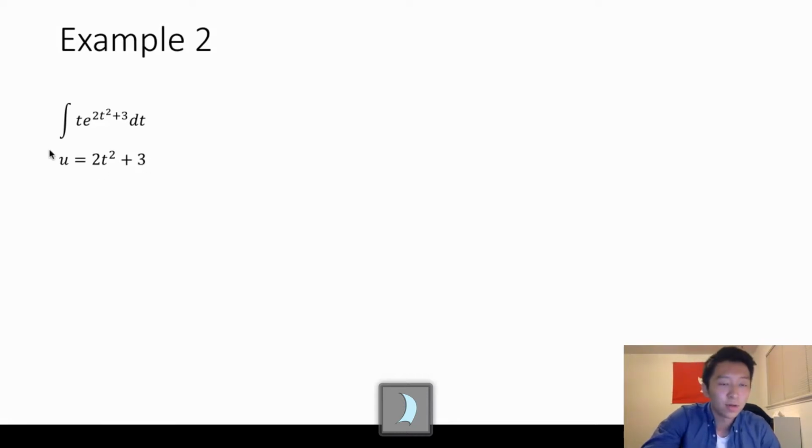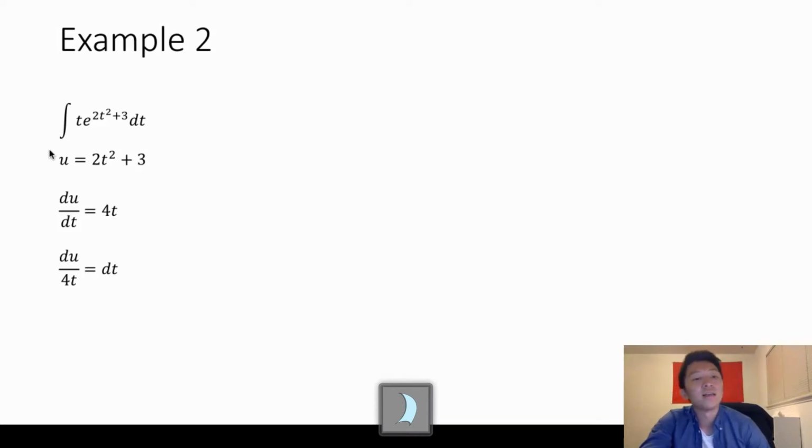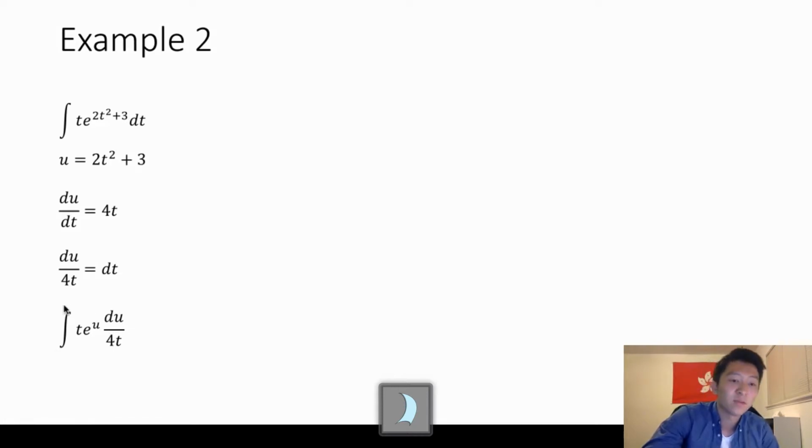So here u equals 2t squared plus 3, and same as before, you find the derivative of that to be du over dt equals 4t. You can rearrange that like we did before to isolate dt to be du over 4t. Here you can sub that dt back into your original integral to get t multiplied by e to the power of u, since we set u to be the exponent of e, and then multiply that by du over 4t.